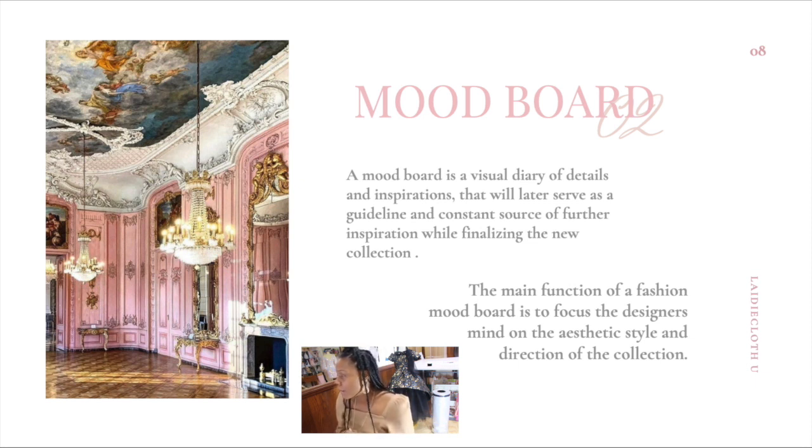For me, it was seeing in this first image you see here the colors, the light pinks, the soft blues, and the royal aesthetic of it, where you see the gilded pieces of furniture. All those things began my brain thinking of what I wanted my fabric to look like and what the collection was going to be about. The main function of a fashion mood board is to focus a designer's mind on the aesthetic, style, and direction of the collection. So that's the point of the mood board. It allows you to always go back and reflect on what initially got you inspired and what things you want to incorporate into the designs based on the images and different inspirations that you've stumbled upon.